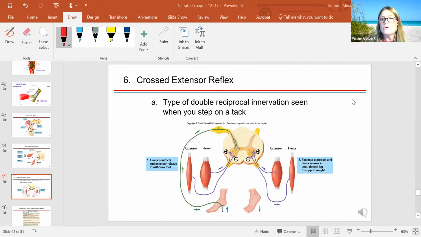So you lift one foot because it's painful on the sole, but at the same time, you need to hold your body. So your other leg needs to contract and be able to hold your whole weight. You understand that one? That's why it's called cross. So both sides of the spinal cord are being activated because you have to do both with your body, right?